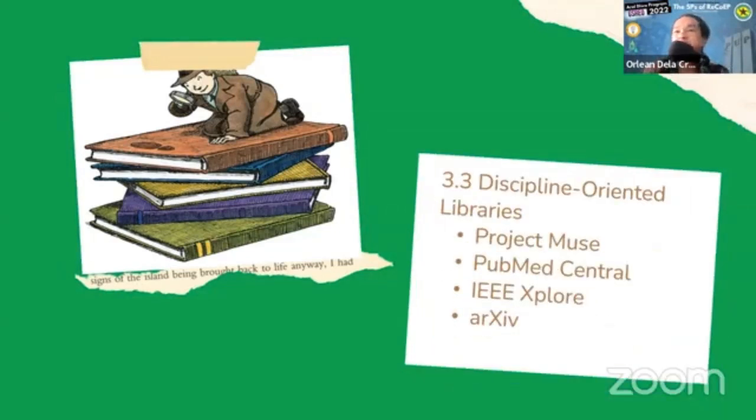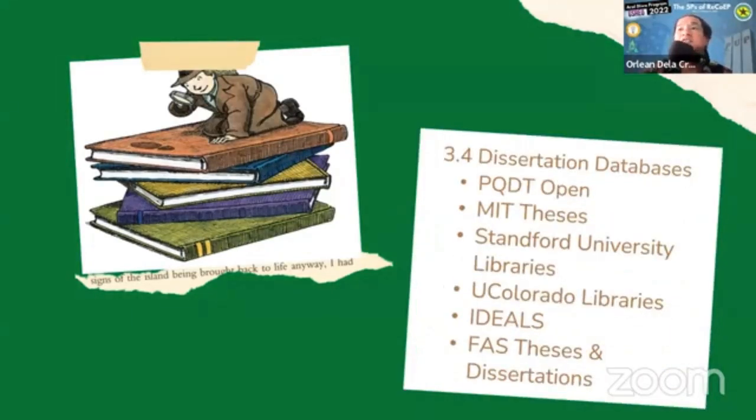Next, we have the discipline-oriented libraries. We have the Project Muse, the PubMed Central, IEEE Explore, and the RCIV. So next, we have dissertation databases. We have the PQDT Open, the MIT Thesis, Stanford University Libraries, U Colorado's Libraries, Ideals, Past Thesis, and dissertations.